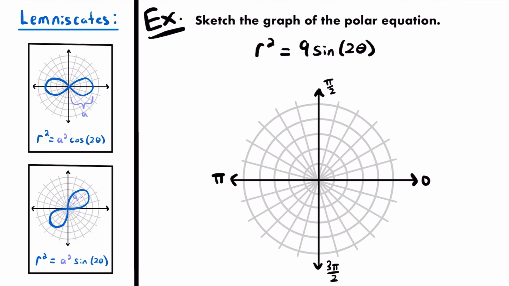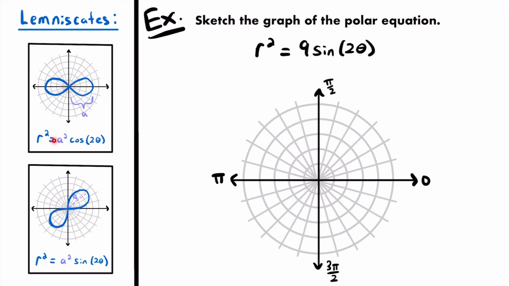Now unlike limacons and rose curves, lemniscates are pretty simple to graph. They're not too complicated. It will either look like this graph right here when your trig function is cosine, or it will look like this graph right here when your trig function is sine. Now it is important to know that if your value of a squared has a negative sign in front of it, these two graphs will look different, and I'll just briefly show you what that looks like.